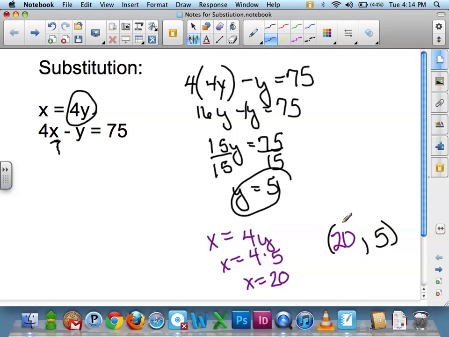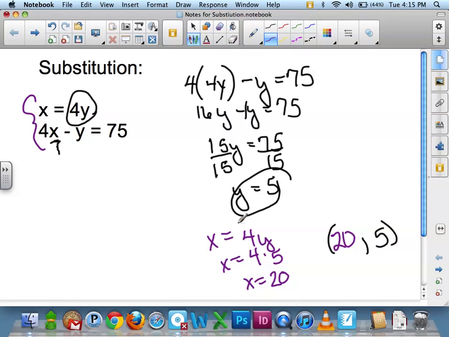So that's my answer. So no matter what, going back over here and looking at our two original equations, you guys are going to have an answer that will work in both. So if I plug in my x, which is 20, and say 4 times 5, that is going to give me 20 on each side. If you go in here and you replace your x with a 20, you have 80 minus 5 is 75. It checks out.